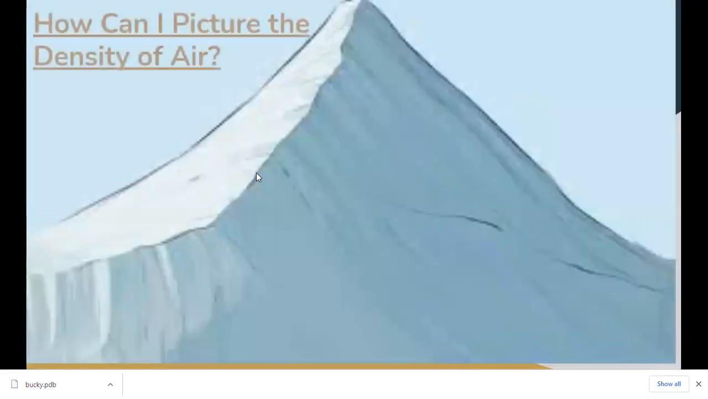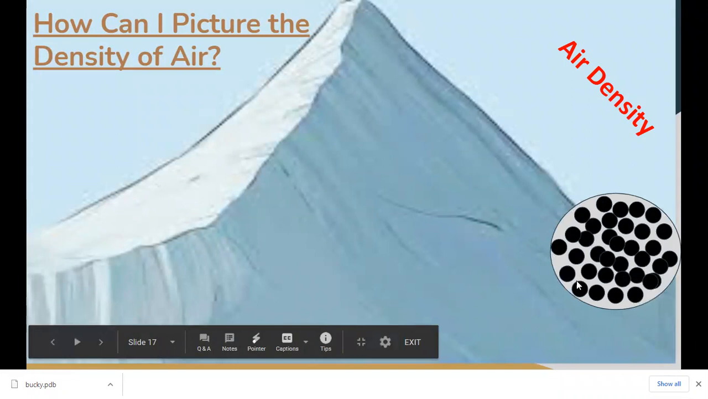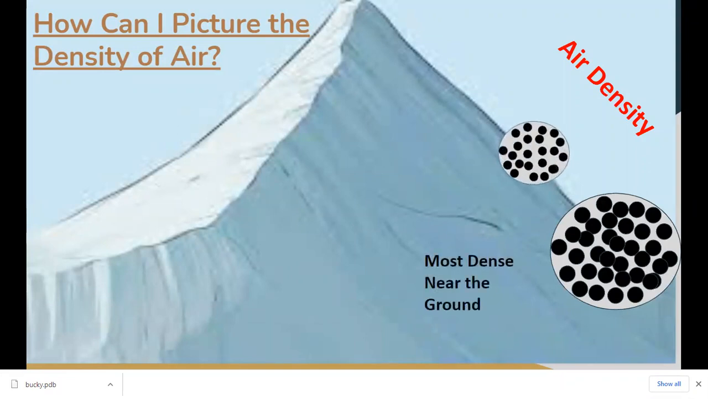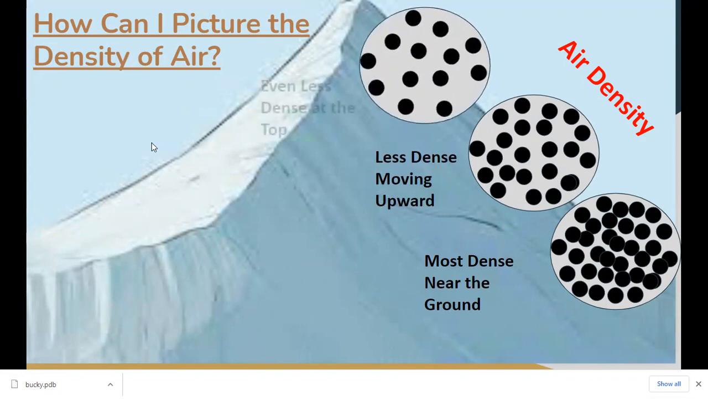Okay, here's a mountain. How can I picture the density of air? Remember we said as you go higher, what happens to the density? It gets less. Well, let's start at the bottom of the mountain. At the bottom of the mountain, you can see all the little molecules real close together, right? Of course, you can't really see them. They're invisible, but we're making a model. As you move up the mountain, the air molecules become a little bit less dense. Notice how they're farther apart. And when you get to the top of the mountain, they're even less dense still. Notice how much farther apart the air molecules are at the top of the mountain. So that's how density works with the atmosphere.